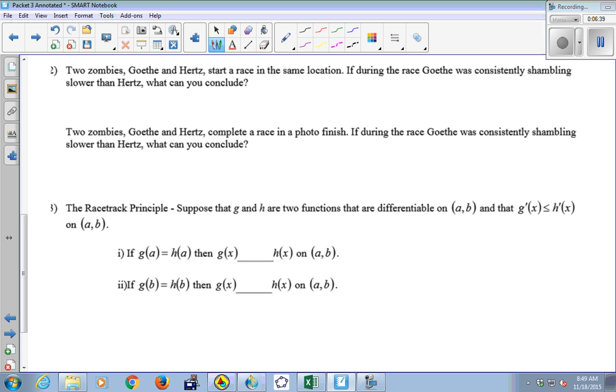So Hertz, and he not only wins, but he was ahead the whole time, right? They started in the exact same place. Hertz is moving faster than Goeth at every moment. So they were at the exact same place when they started, and then after that, Hertz was always ahead. Hertz was always ahead of Goeth and wins. Okay.